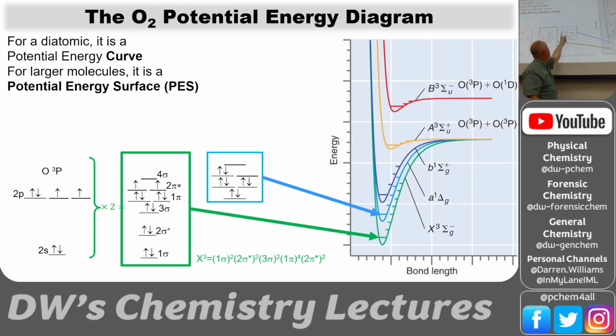And if you change the electronic structure, you change the potential energy surface, which also changes the equilibrium bond lengths. So it's changing the geometry. So if you can calculate the electron cloud, you can calculate the geometry.